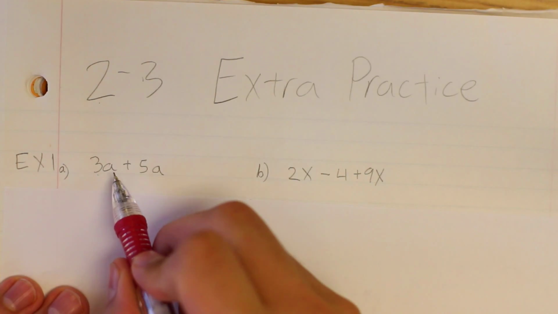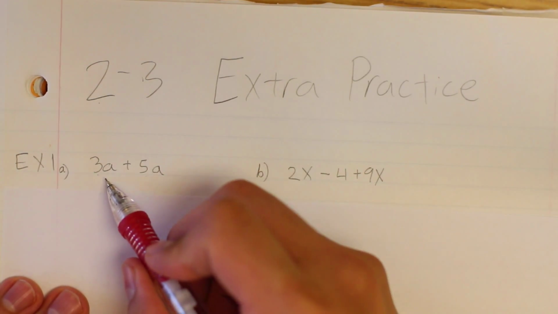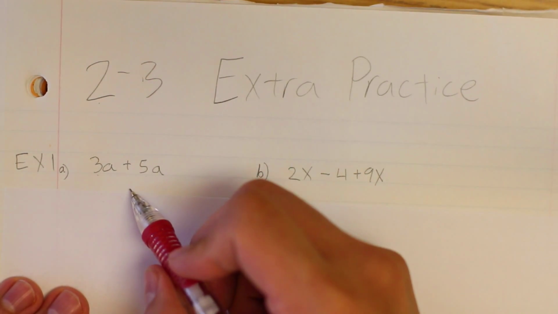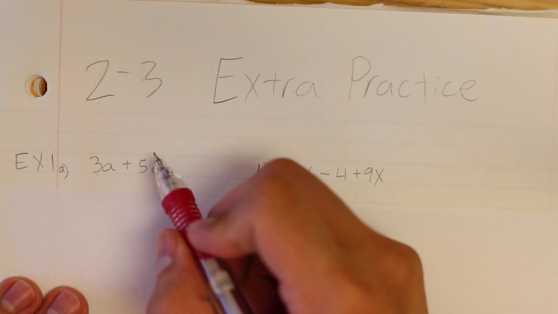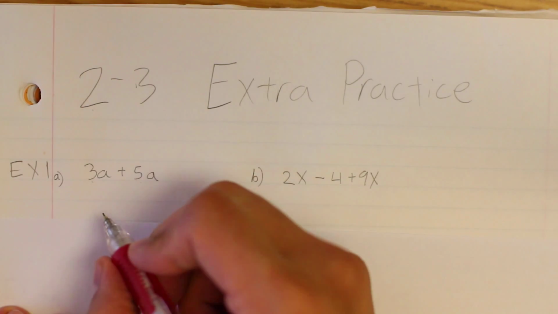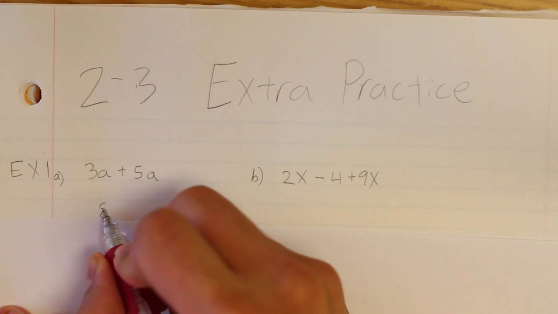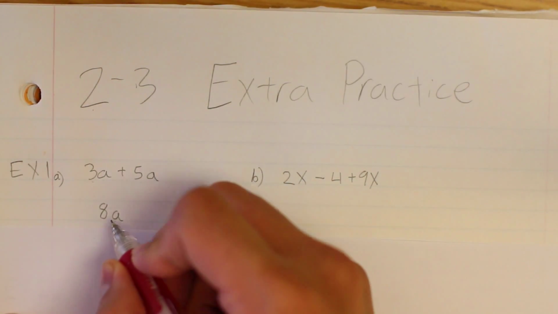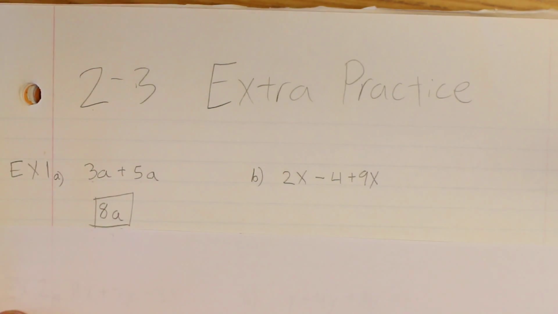Well, here we have 3a and 5a. Because they both contain a, they are like terms. It's like saying I have 3 apples and 5 apples. So I add them together. How many a's do I have total? Well, I end up having 8a total. So that is my final answer.